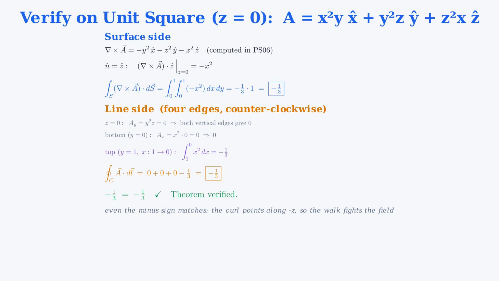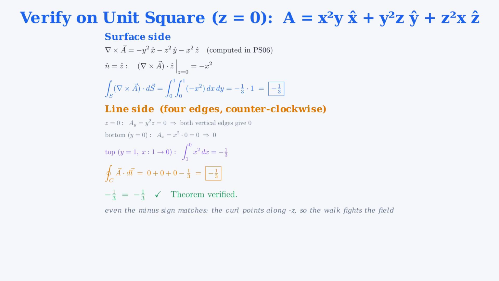Now the line side, 4 edges. First, a gift. The y component of A is y squared z, and on our plane z is 0. So A y vanishes everywhere on the square, and the two vertical edges, where we move along y, contribute nothing. The bottom edge, y equals 0, there A x is x squared times y, which is x squared times 0, 0 again. Everything hangs on the top edge.